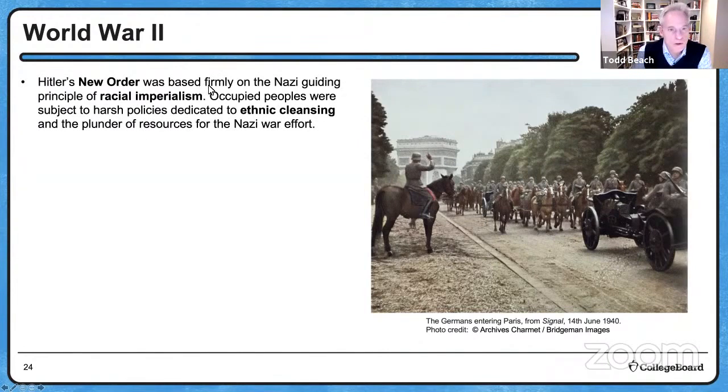Hitler's new order was based firmly on the Nazi guiding principle of racial imperialism. Occupied peoples were subject to harsh policies dedicated to ethnic cleansing and the plunder of resources for the Nazi war effort.